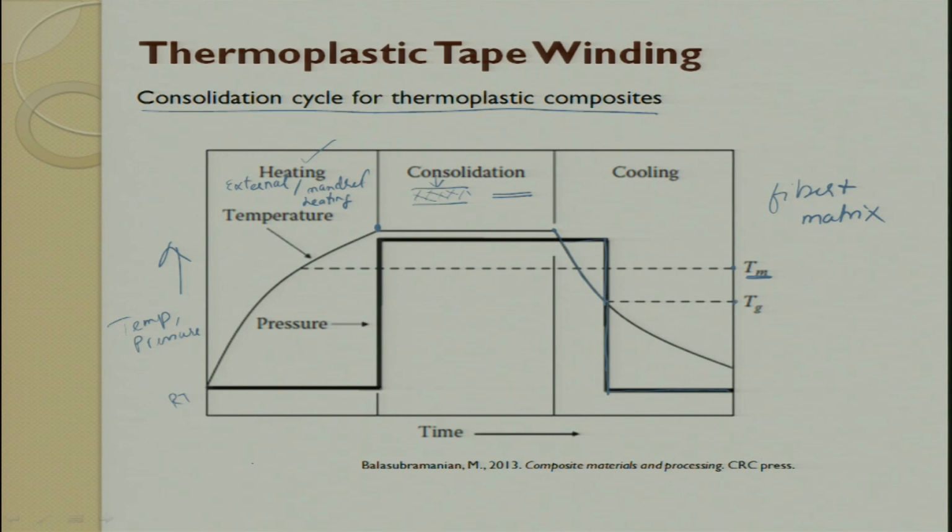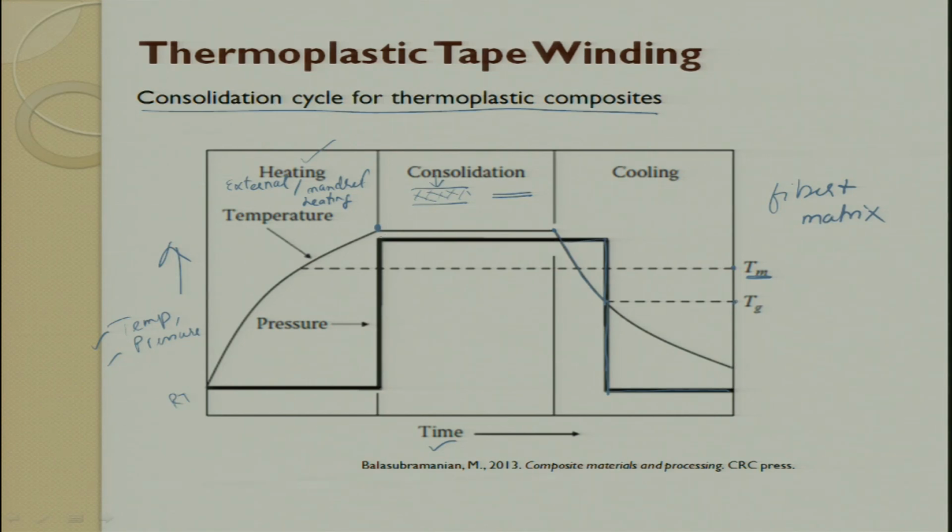So, parameters which are important are temperature, pressure and time. Initially the temperature increases above the melting point, and please do not go by scales, it is not according to scale, slightly above the melting point, and then you try to do consolidation.